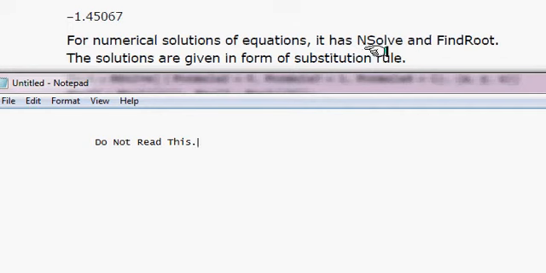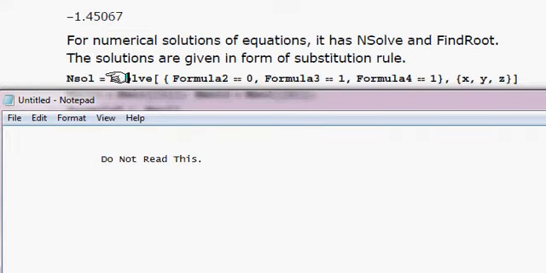I don't exactly know how NSolve does this, but I read about it as a FindRoot command using Newton's method. And it works really fast, and NSolve is sometimes convenient too. It's a numerical solve. So the syntax is exactly the same as the Solve command. It's just you put N in there, and then it's going to find the numerical solution.